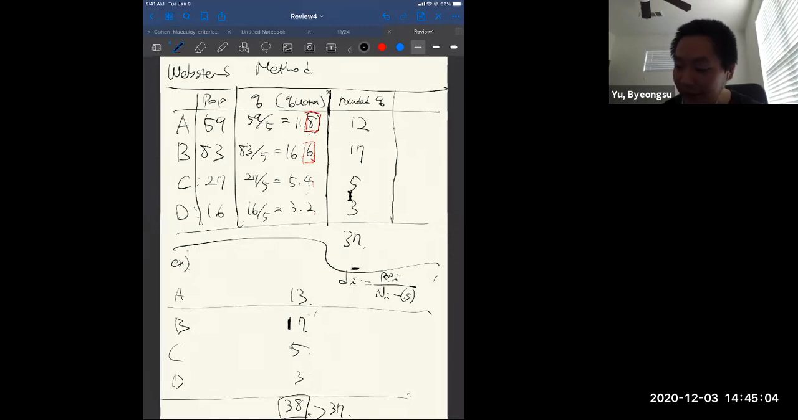So in this case, A should be 59/13 minus 0.5, and B should be 83/17 minus 0.5, and C should be 27/5 minus 0.5, and D should be 16/3 minus 0.5, right? So that's one case, when your apportionment gives a number which is greater than the allowed house size.